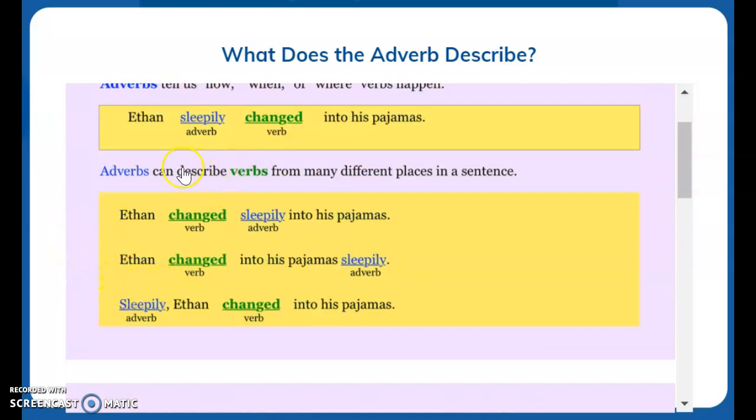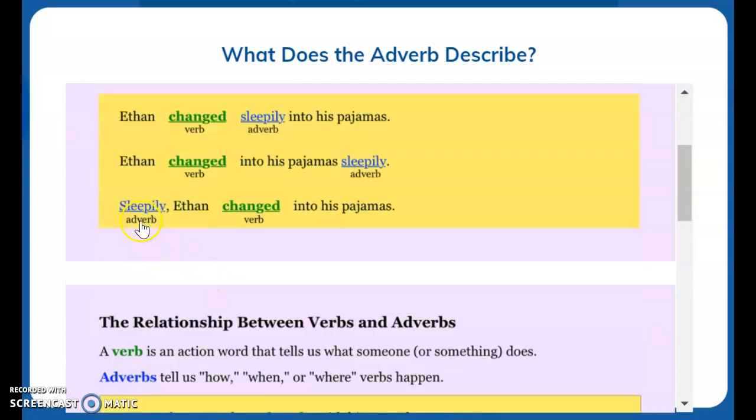Before we move on to another one, just know that here, sleepily comes before changed. The adverb comes before the verb that it describes. But it doesn't have to. There can be words in between, like in this one. Ethan changed into his pajamas sleepily. So here our verb is still changed. And how did he change? He did it sleepily, right? In what way did he do it? He did it sleepily. So the adverb here, sleepily, is still modifying or describing the verb changed. It doesn't matter that there's words in between. They don't have to be right next to each other like they are in this example.